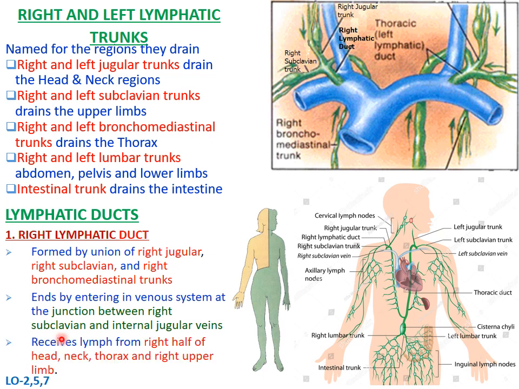Then we are talking about this right lymphatic duct. The right lymphatic duct is formed by these three trunks: right jugular, right subclavian, and right bronchomediastinal. The right lymphatic duct receives lymph from the right half of the head, neck, thorax, and upper limb.